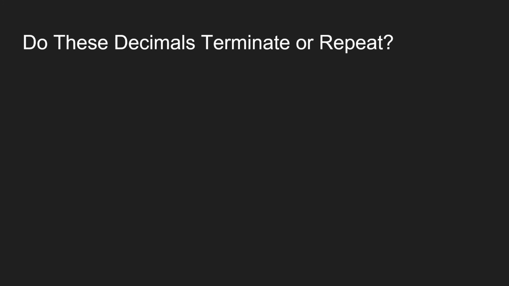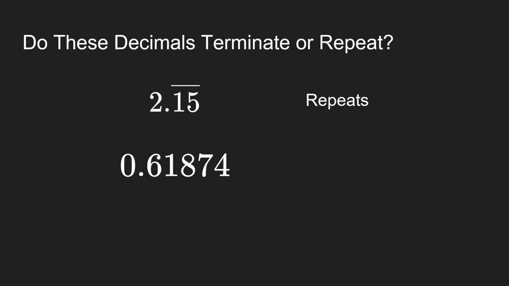Now let's determine if some of these decimals repeat or terminate. This first example is 2.15. Since there is a bar above the 1 and the 5, this is a repeating decimal. This next example is 0.61874. Since there is not a bar above any of the digits, this decimal terminates. And this last example is negative 1.89713. Since there is a bar above the 1 and the 3, this is a repeating decimal.